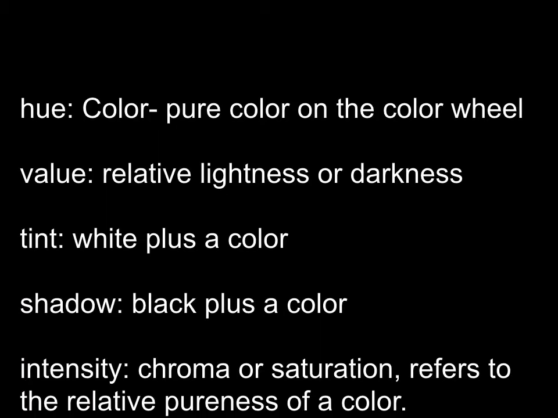These are a few vocabulary terms that we're going to talk about when we get to color. The first one is hue, or color, pure color on the color wheel; value, the relative lightness or darkness of a color; tint, which is white plus a color; shadow, which is black plus a color; and intensity, the chroma or saturation of a color.